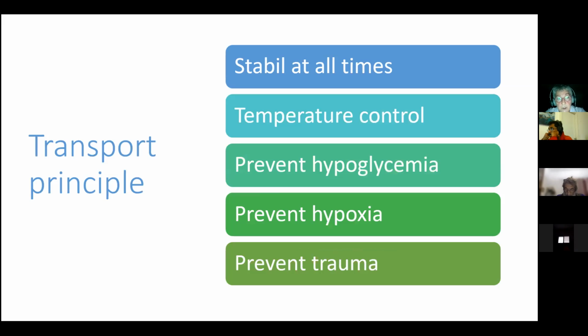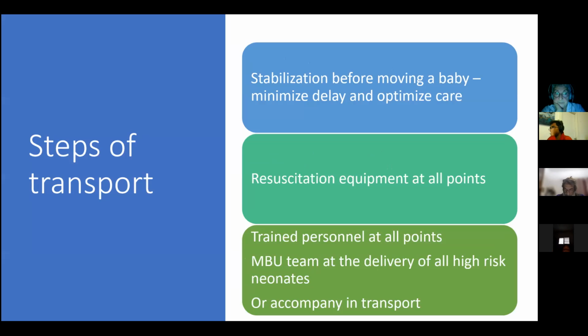So the transport principles, as I said before, the babies should be stable at all times, and stable means temperature control, the prevention of hypoglycemia, prevention of hypoxia, and prevent trauma, to fall or to have any misposition during the transport itself, just by the fact that you rush to a center where you might get better care for your baby.